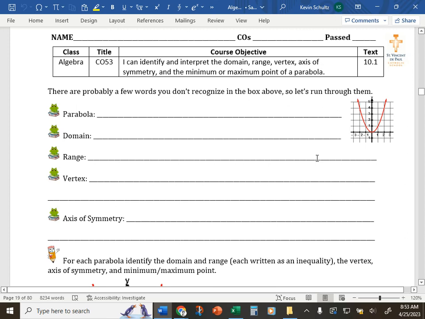We are starting our next unit, which is all about quadratics. We've talked before about how algebra is separated into two general categories. There's the linear section of algebra, which is slope-intercept form, y equals mx plus b. And then there's the quadratic section. The quadratic section is ax squared plus bx plus c.